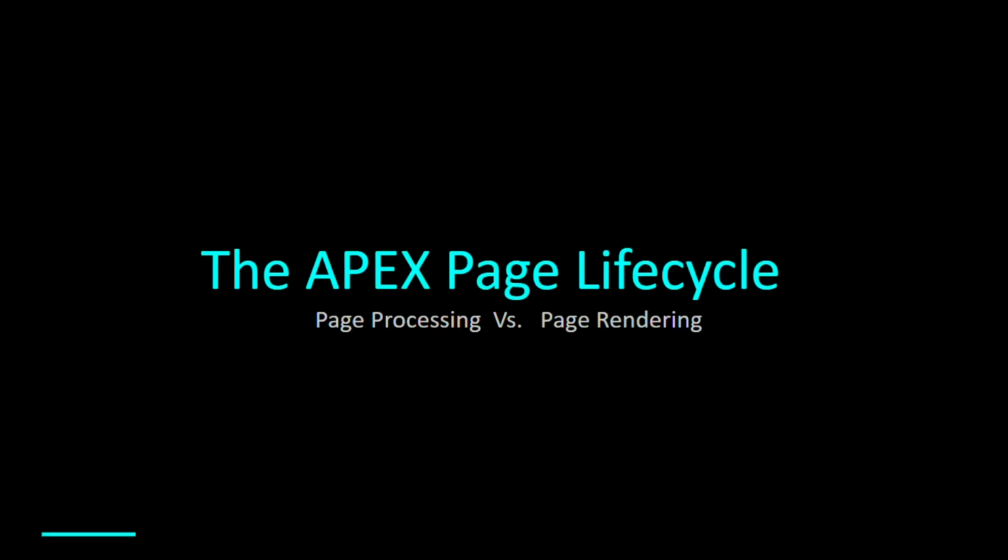Ever felt confused about the difference between page rendering and page processing in Oracle Apex? Let's make it simple using a restaurant metaphor. Page rendering is like the kitchen preparing, cooking, and arranging the food on a plate before the waiter brings it to your table. And page processing is what happens after you eat. You pay the bill, and the restaurant updates its inventory and bank account.